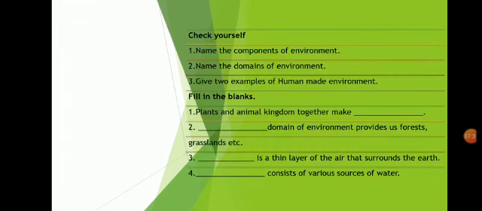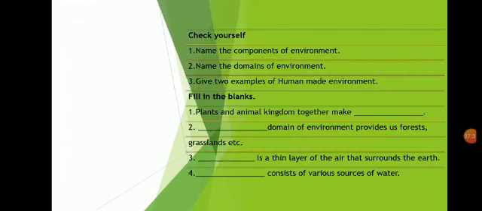Now take a pen and a book, any rough book, and check yourself. Try to write down the answers to the questions here. Name the components of environment. Name the domains of environment. Give two examples of human-made environment.